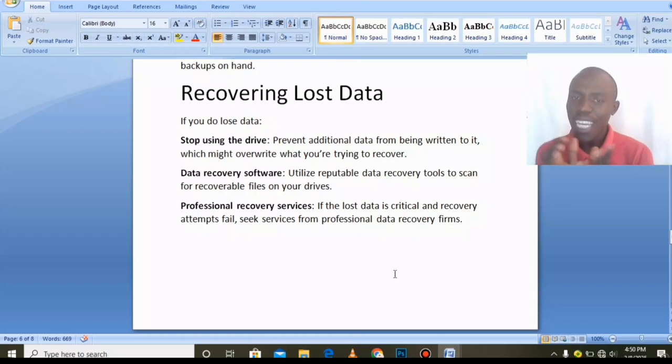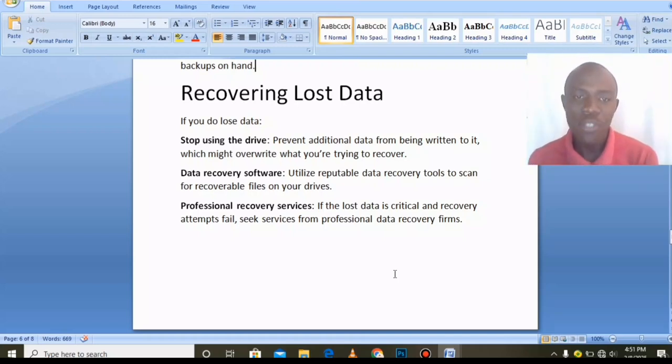So you may find that you want to recover the lost data using the same drive. It means that you will find that you are overwriting, or you are actually trying to recover what is overwritten on the CD.